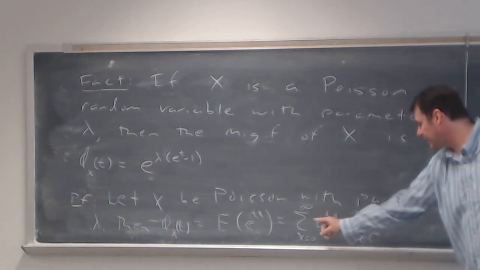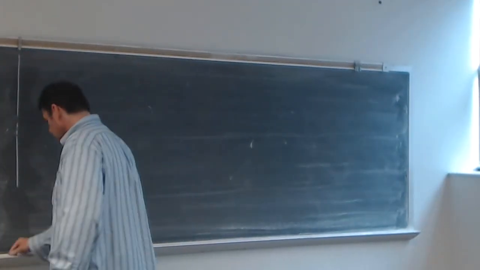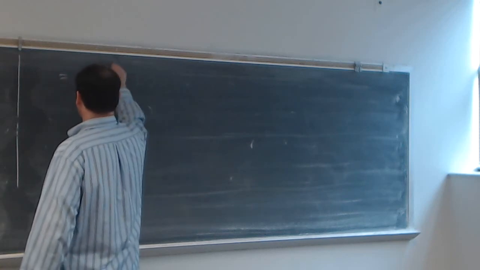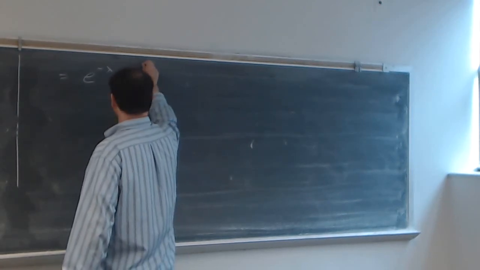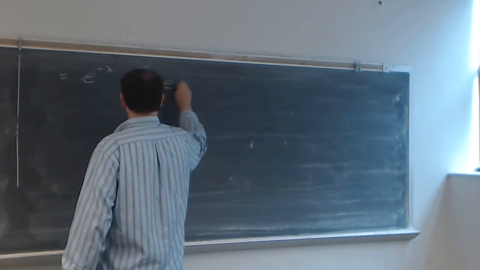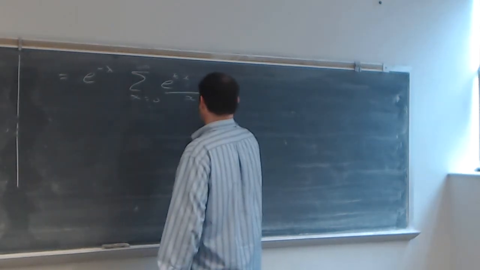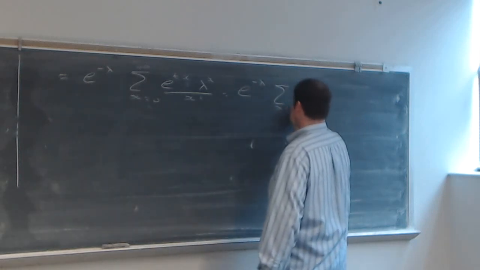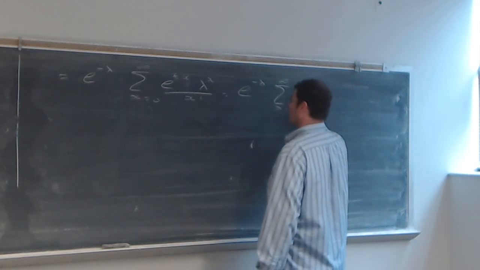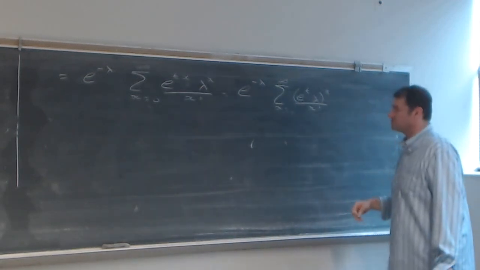From this spot, I'm going to pull out the e to the minus lambda. So if I do that, this is equal to e to the minus lambda, and then I'd have the sum as x runs from 0 to infinity of e to the tx lambda to the x all over x factorial, which I'll rewrite as e to the minus lambda times the sum, where I combine the top terms to get (e to the t lambda) all raised to the x over x factorial.